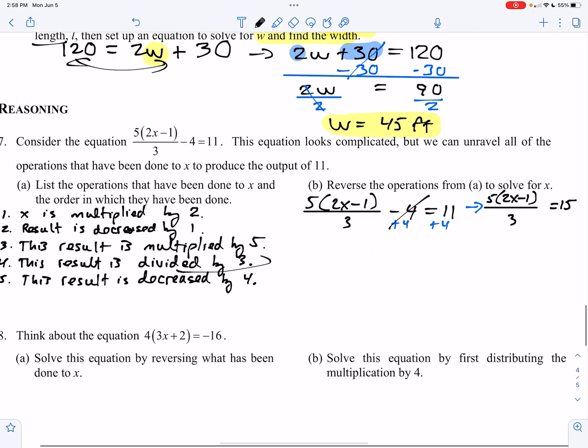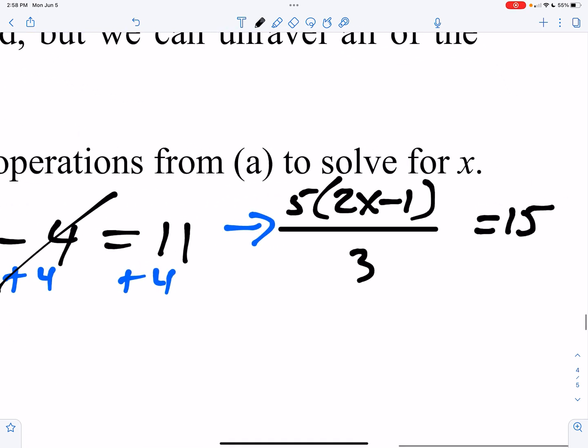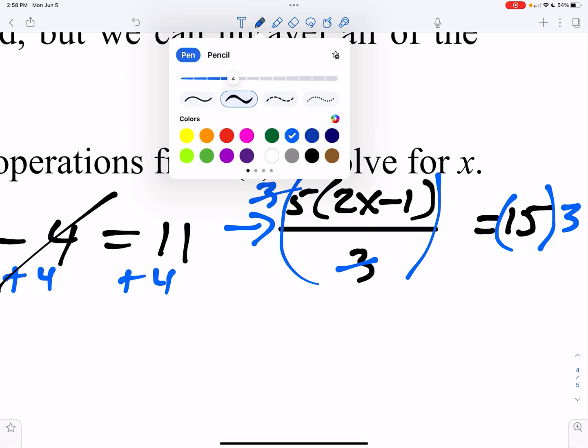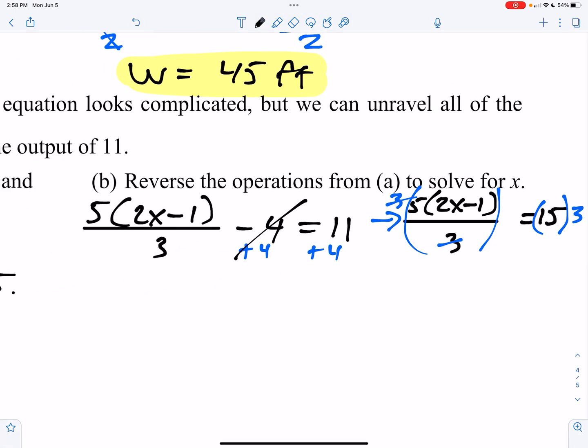Now I'm doing the opposite of dividing by 3. Well, the opposite of dividing by 3 is to multiply by 3. You can do that by setting up some parentheses. Multiply by 3, multiply by 3. Cancels, cancels, and I'm left with, on the left side, 5 times (2x minus 1). On the right side, I'm left with 15 times 3, which is 45.